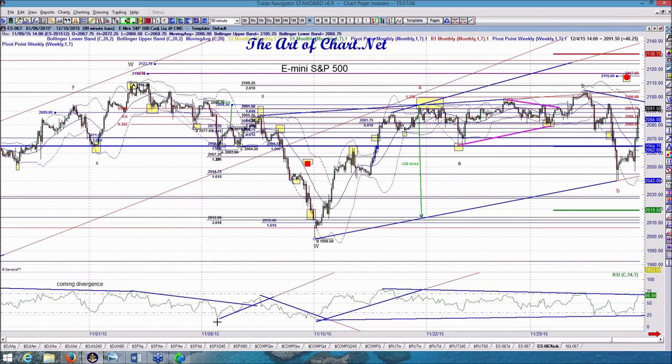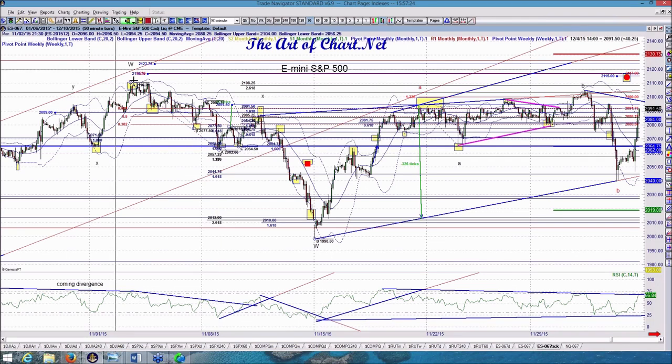Now, I want you to notice RSI. What does that tell you right there? There's no divergence. On an A wave, David, there is no divergence. A waves traditionally have no divergence. So that's not a C wave, that's an A wave. That's how I would distinguish it.